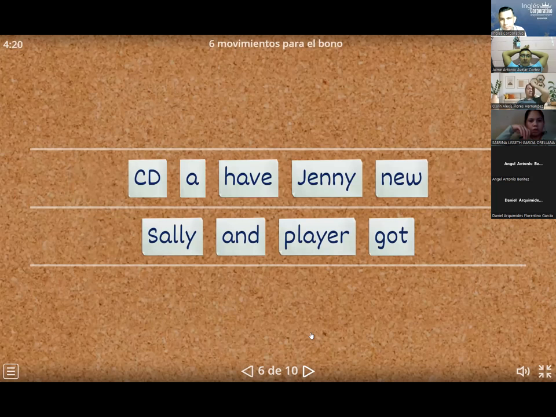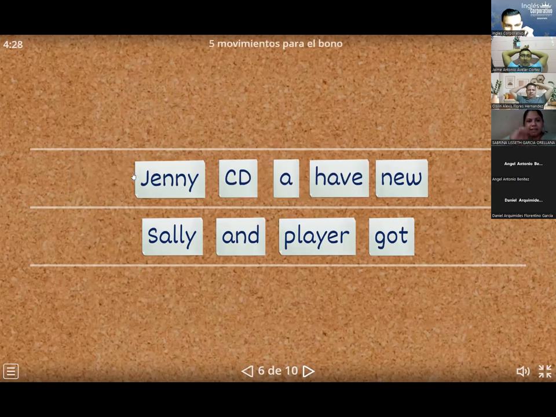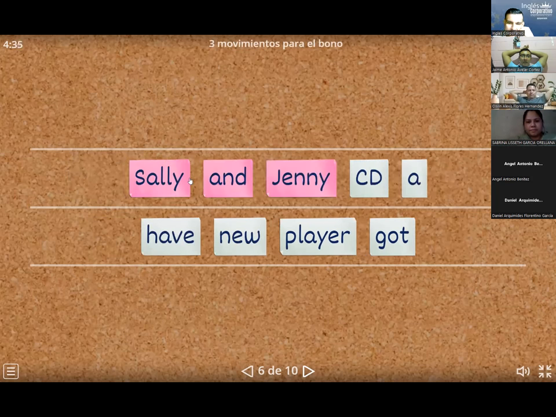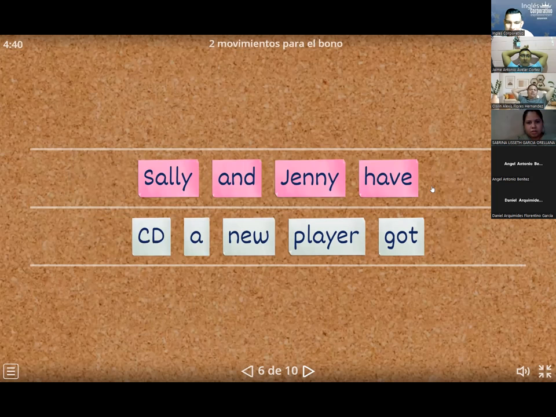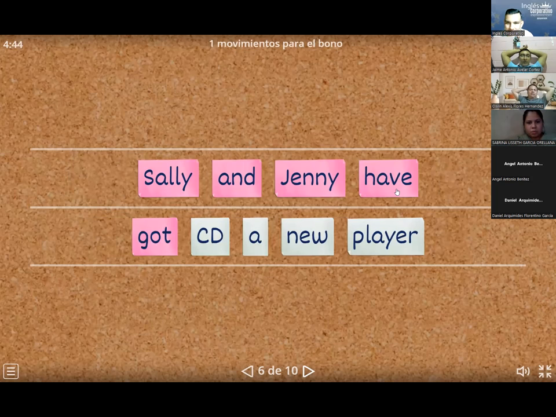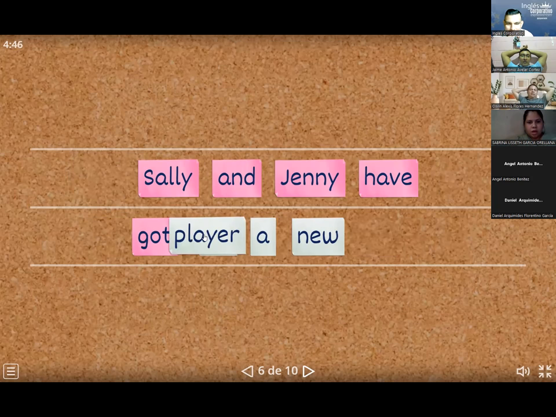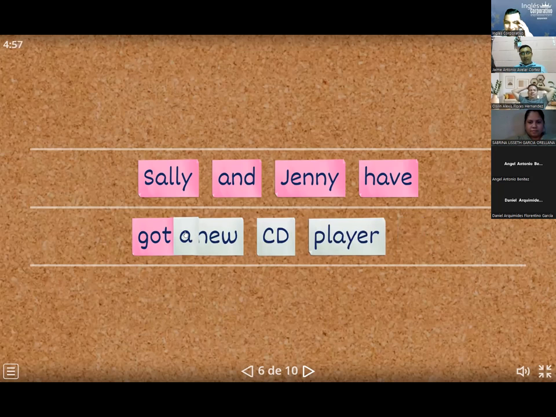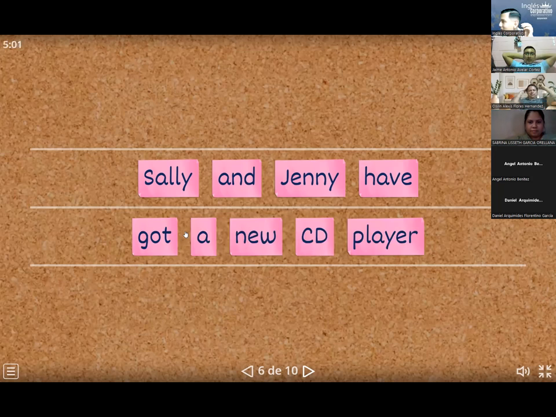Jenny and Sally, or Sally and Jenny? Sally and Jenny have got a new CD player. Good.